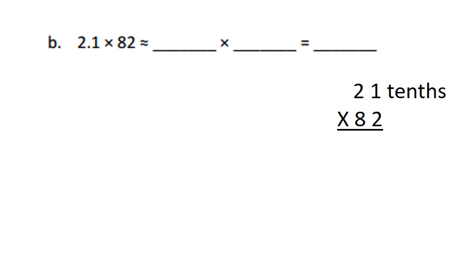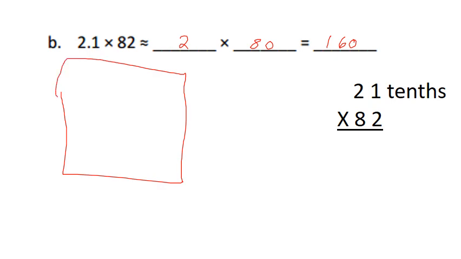Okay, so our first problem, we have 2 1/10 times 82. And the first thing we do is estimate. In order to estimate with a decimal, we're going to get rid of the decimal. So 2 1/10 would be close to the closest whole number, which would be 2. 82 is closest to the tens, so that would be 80. So we know our answer has to be close to 160.